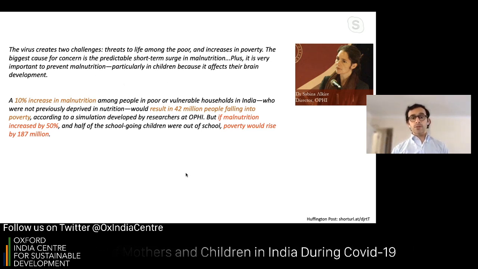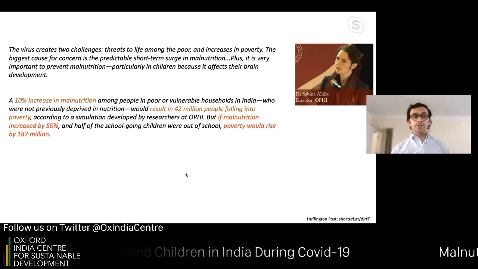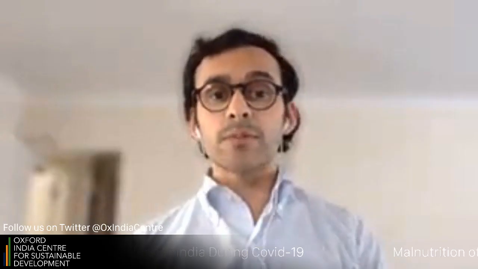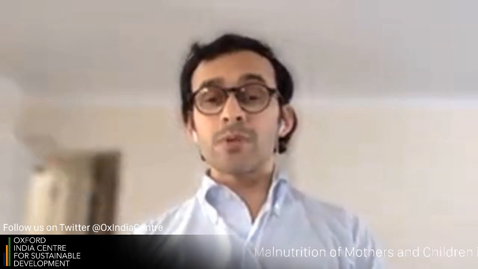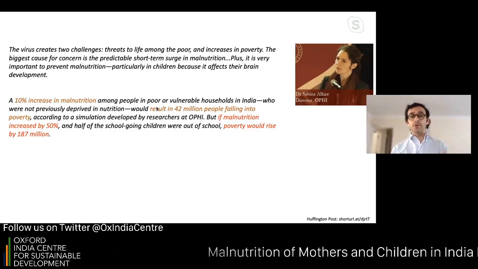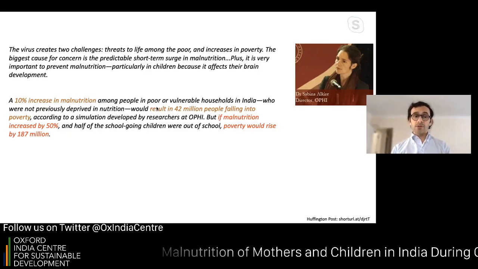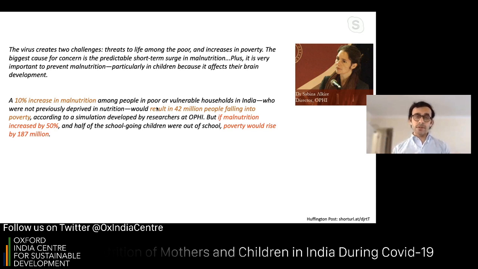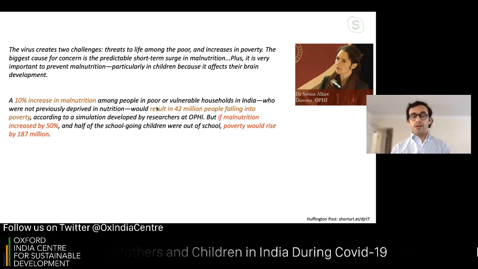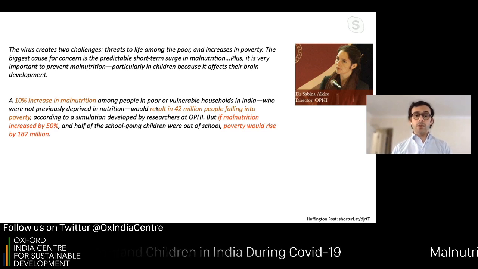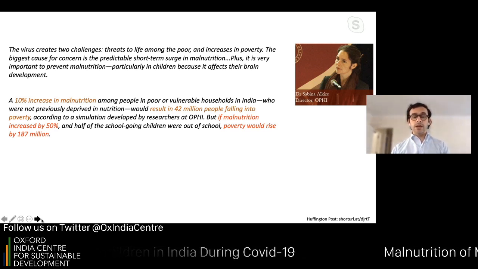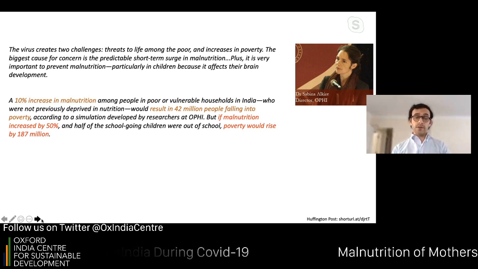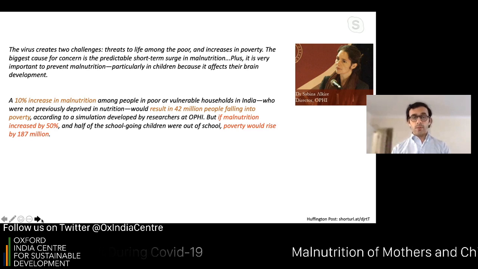And based on some of the projections that they've done with historical data, what they estimate is that a 10% increase in malnutrition from the already abysmally low levels of proper nourishment in India would result in an additional 42 million people falling into poverty. And if malnutrition increased by 50%, we would see poverty rise by 187 million. Now, these are obviously just projections, but it's important to realize the scale of the problem, and one of the most critical interventions that we can make as a country to ensure we can keep our children safe and healthy right now, and then also to promote the development of India in the future.